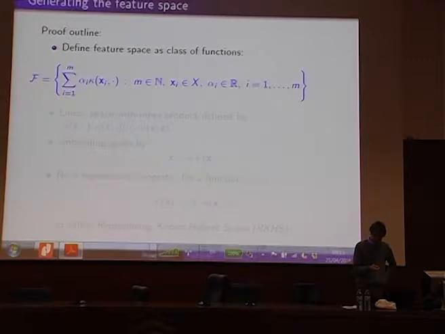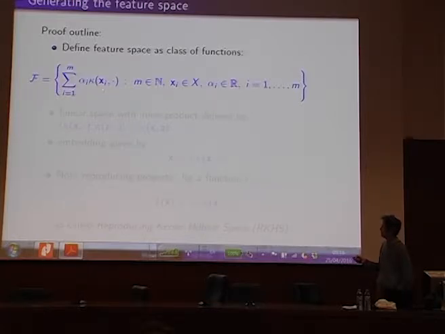The way you actually do it is you create a feature space, F. The points in that feature space are actually functions, which is a little bit weird. You map your input points to functions. The points are now functions, and they're defined as a finite weighted combination of kernel evaluations at input points.